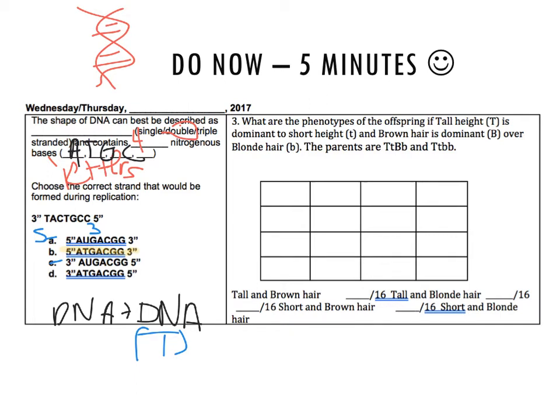Let's go to the second one, guys. If you remember, this is a di-hybrid cross. Remember, di means 2. I use this type of cross when I'm looking at 2 traits. Here are the 2 traits I have, height and hair color. So I gave you the 2 parents.